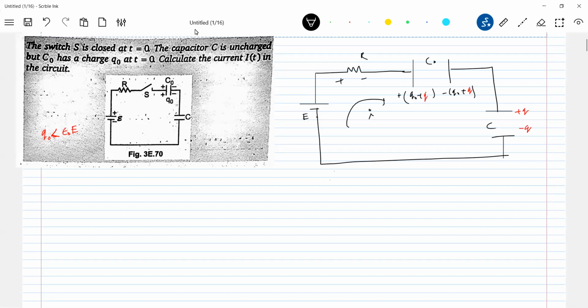So write down the loop equation: plus E minus IR minus Q naught plus Q by C naught minus Q by C equal to 0. So we want an expression for current as a function of time. So what to do with Q naught? So I'll differentiate directly this equation.